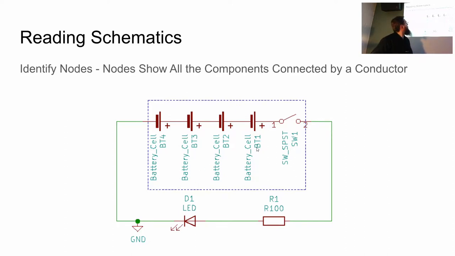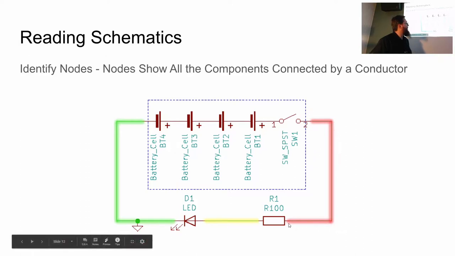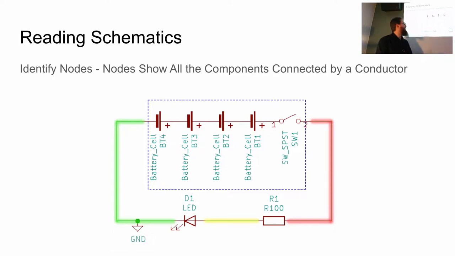So when I scroll down like I did before, you can see you've got your one node here, one node there, and one node here. And they're separated by components. So the key to taking this schematic and actually building it is being able to look at it and say, all these things are connected to each other, and the nodes are broken into these parts.